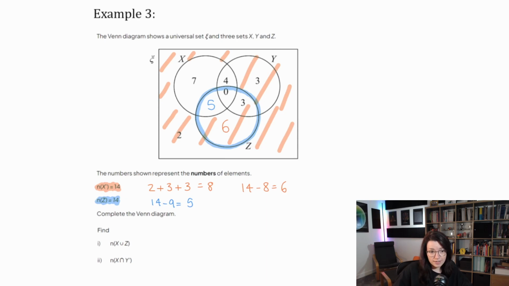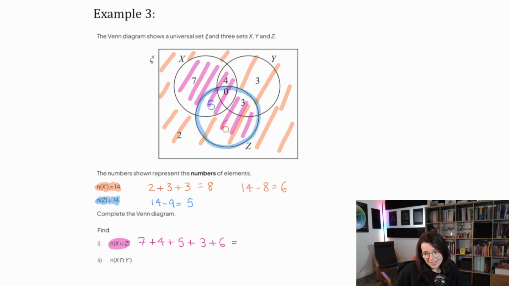Next, we're asked to find the number of elements in X union Z. So that's everything that's in the X and Z circles. If we add together all of those elements, so 7 plus 4 plus 5 plus 3 plus 6, that is 25. Finally, they want to know the number of elements in the intersection of X and not Y. Thinking carefully about this one, this is where do X and not Y overlap each other? And that's going to be this green section here. And in there we have a 7 and a 5, so altogether 12 elements.